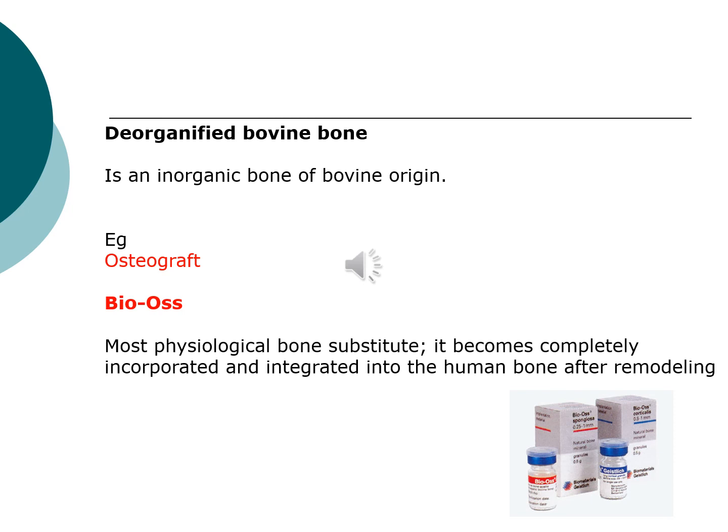We have deorganified bovine bone. It's of bovine origin. An example of one such material which is available in the market is Bio-Oss by Geistlich. At the time, this was known as the most physiologic bone substitute, as it becomes completely incorporated and integrated with the human bone after remodeling.